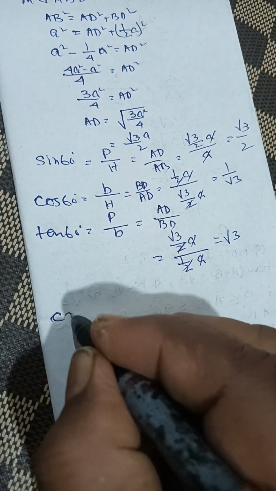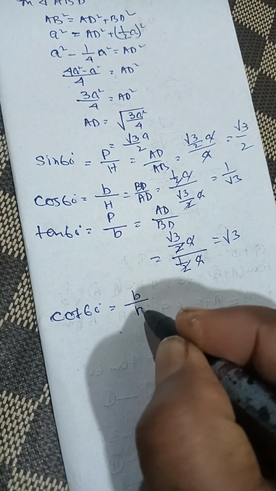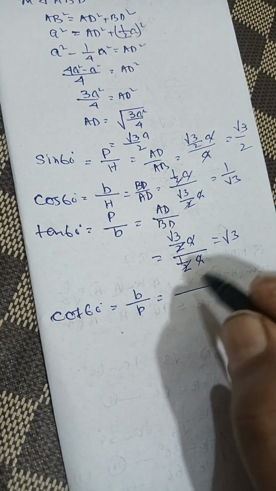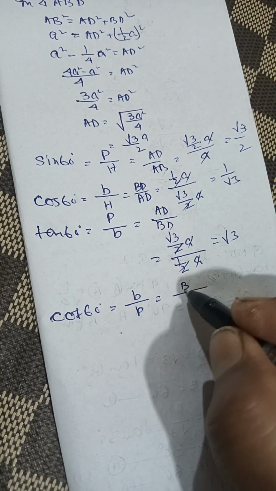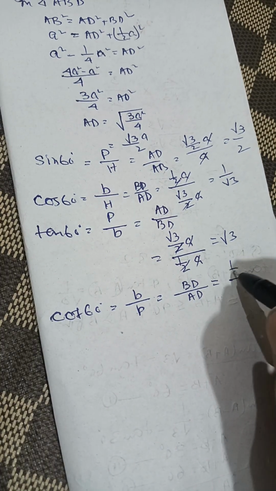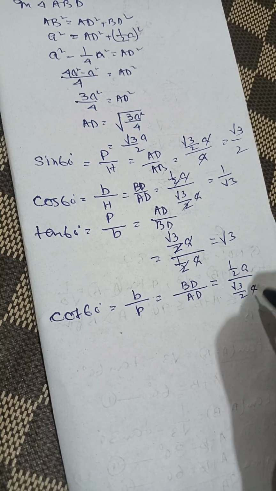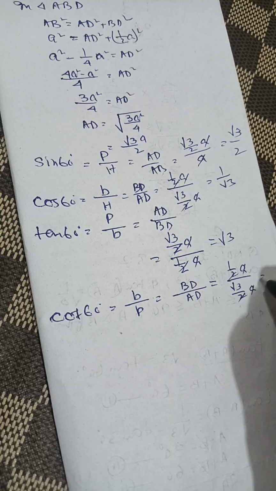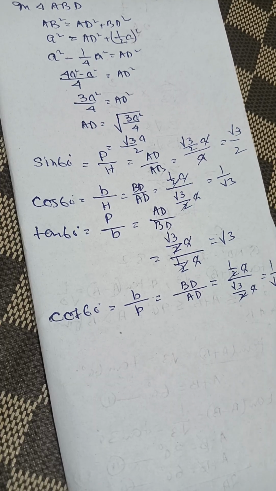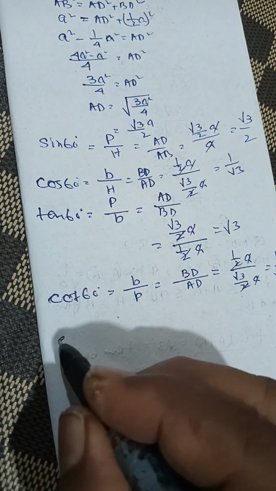Now you find cot 60. Cot 60 is B by P. B means base, that is BD by AD. BD is given as half of A. AD is given as root 3 by 2 into A. A cancels, 2 cancels. Answer is 1 by root 3. Now sin, cos, tan, cot are done. Now you have to find sec 60.